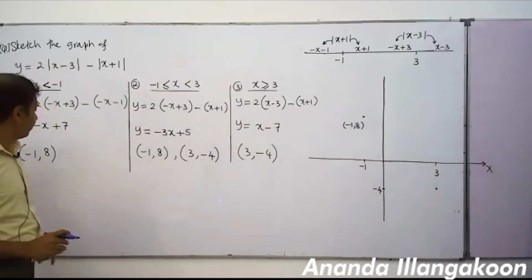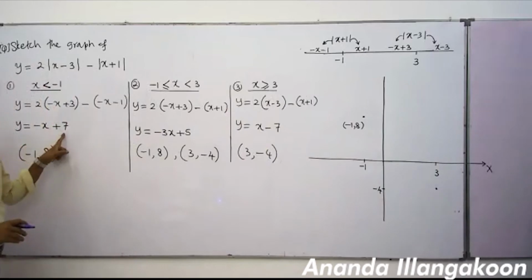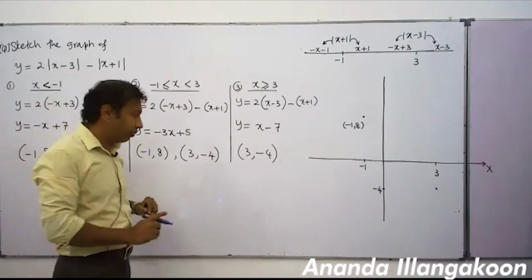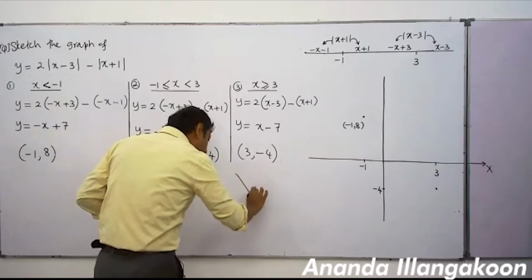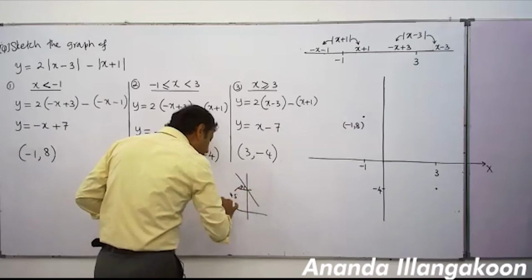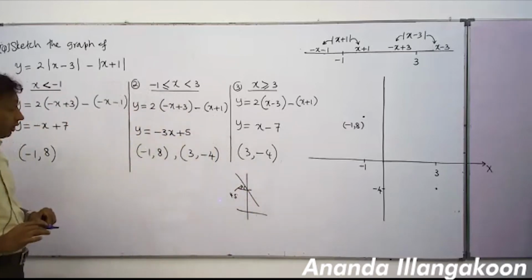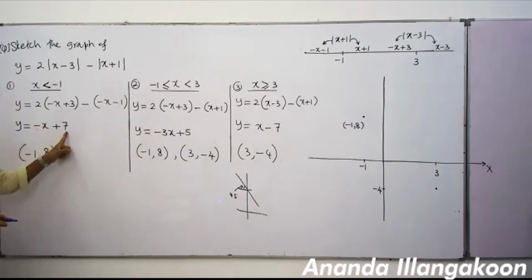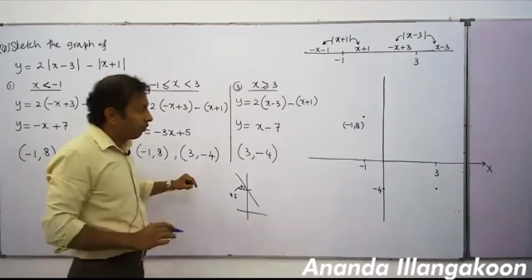Okay, now this graph, see, minus x plus 7. People, in this graph the gradient is minus 1. That means it should be like this. This angle with the x-axis it makes is 45. Right. Gradient is minus 1, no? 45. Intercept is 7. 7 is somewhere here, people.